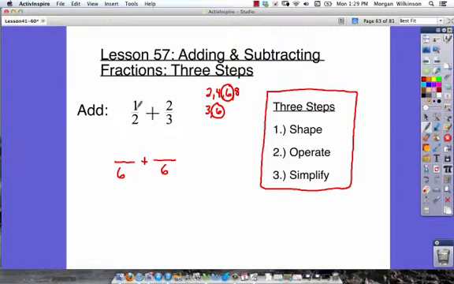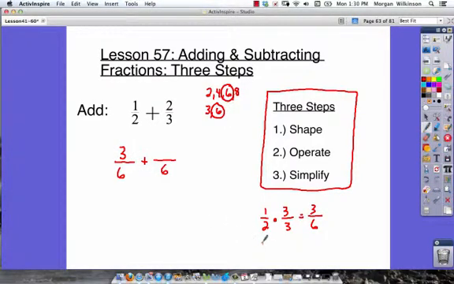Now, in order to put it in the right shape, we have to say 1/2 times some fraction equivalent to 1 is going to be equal to something out of 6. 2 times 3 is 6, so our fraction equivalent to 1 is going to be 3/3. 1 times 3 is 3, so we get 3/6. So 1/2 is the same as 3/6.